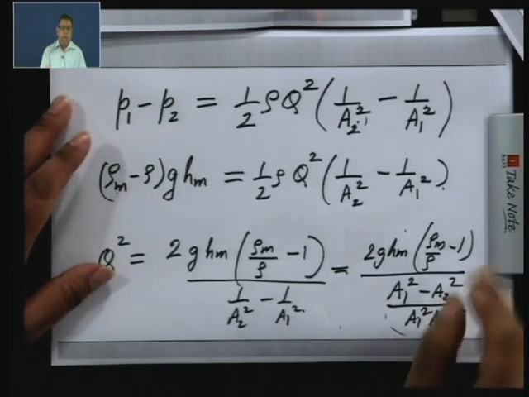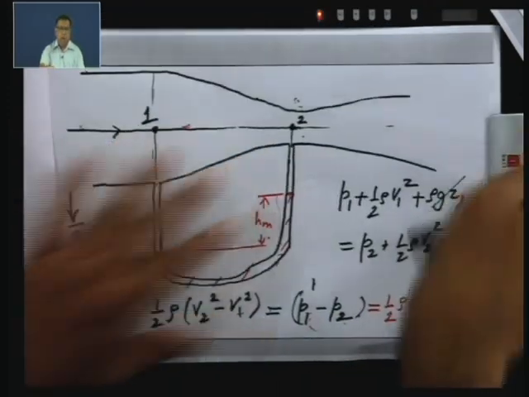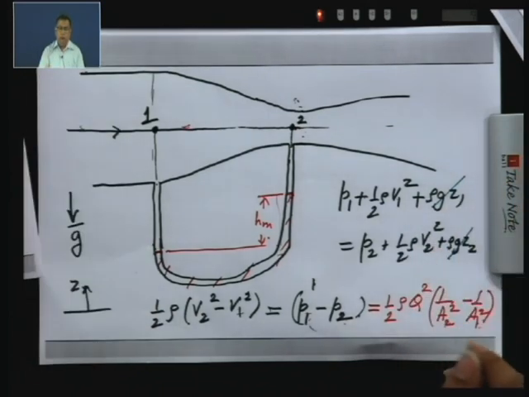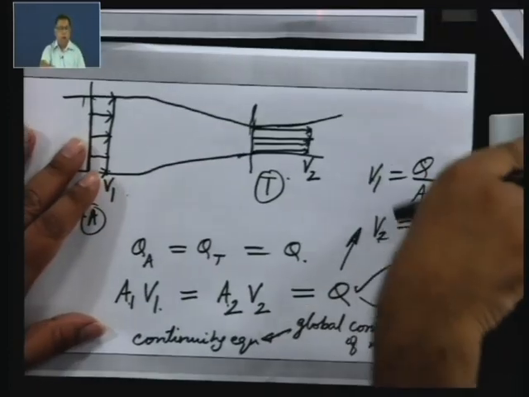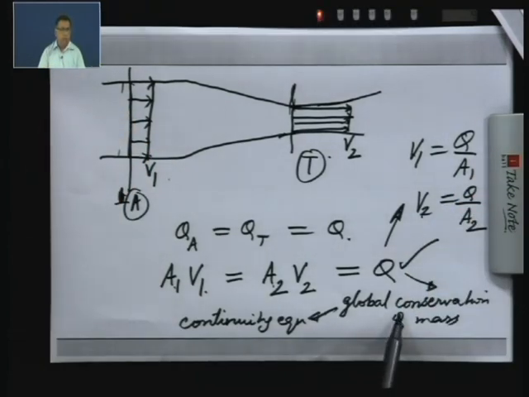So, to summarize, let us see what are the principles we have used to find this. One is we have used the Bernoulli's equation here, but that gave you a relation between the pressure drop P 1 minus P 2 and two unknowns V 1 and V 2. So, we use the continuity equation in global form or the global conservation of mass to link V 1 and V 2 to get the second relation between V 1 and V 2.